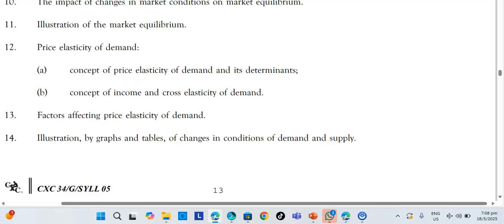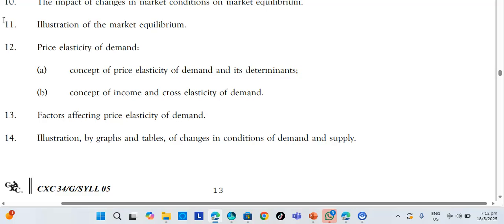We're going to look at price elasticity of demand, the concept of price elasticity of demand and its determinants, and the concept of income and cross elasticity of demand. Price elasticity of demand measures how responsive the quantity demanded of a good is to a change in its price.